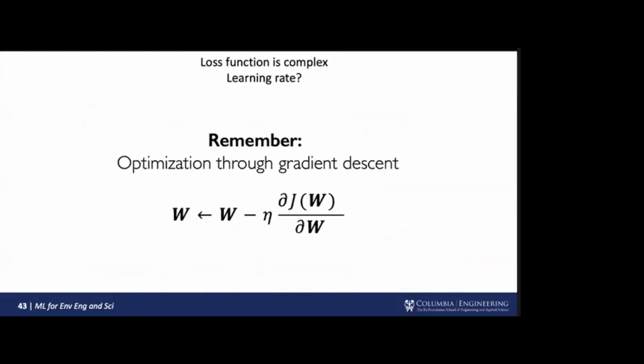Okay, so even though the loss function is complex, we still use gradient descent to optimize it. The update rule is shown here. The key parameter is eta. We call it the learning rate, right? The learning rate controls how big a step we take when updating the weights. If the learning rate is too small, training is very slow. If it's too large, we can overshoot good solutions and training can become unstable. So choosing a good learning rate is crucial for successful training, right?